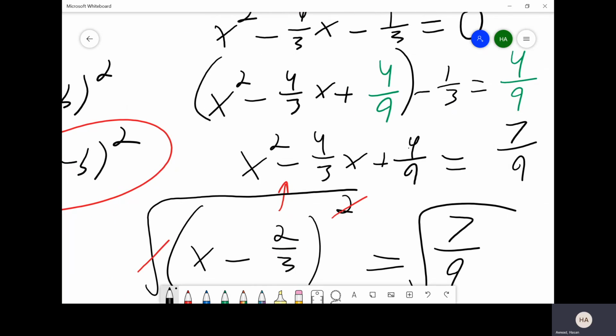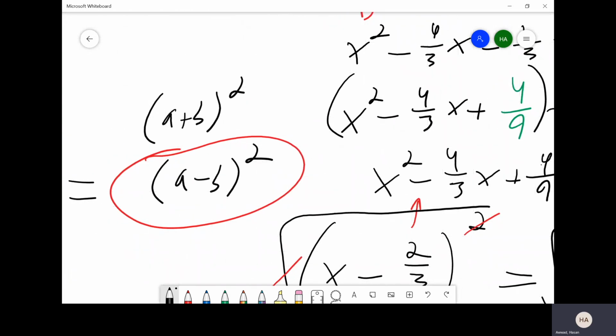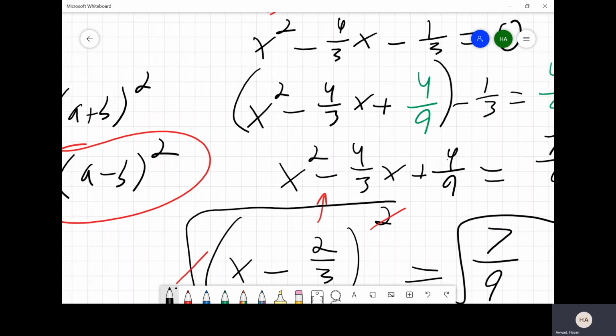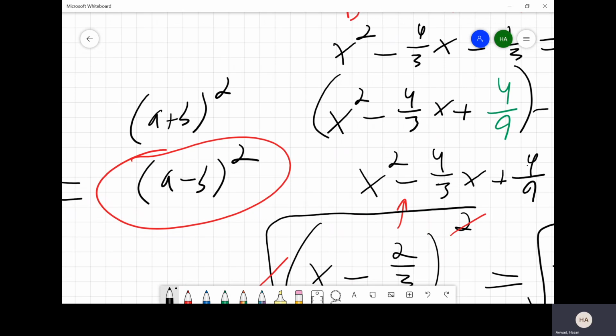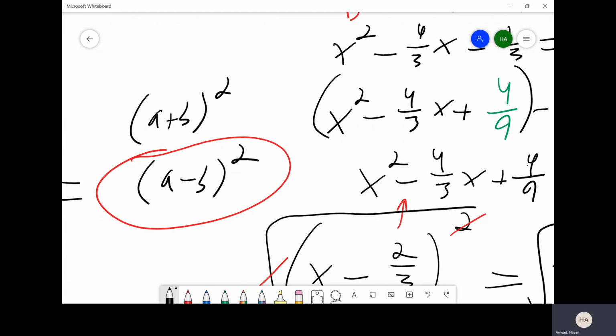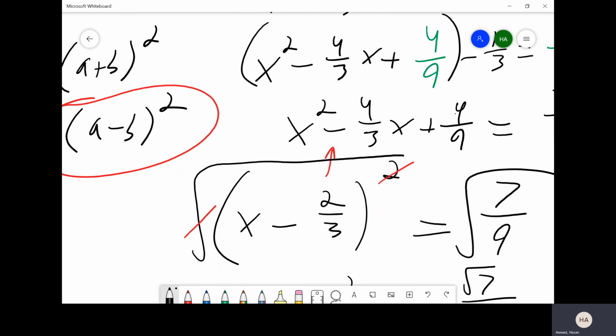And I understand that this might be difficult, but when you keep in mind what you're supposed to get with completing the square, you're always supposed to get either a minus b squared, or you're always supposed to get a plus b squared, and the only difference is going to be dependent on the sign of your middle term. You're doing completing the square with the idea that you're factoring to one of these two things. So with that in mind, we knew that we wanted a minus b squared because our middle term was negative.